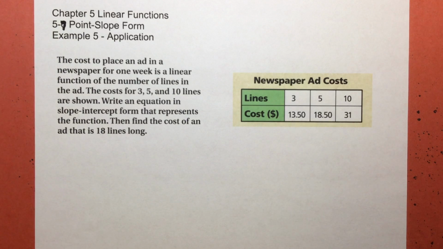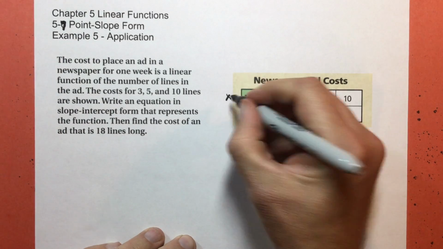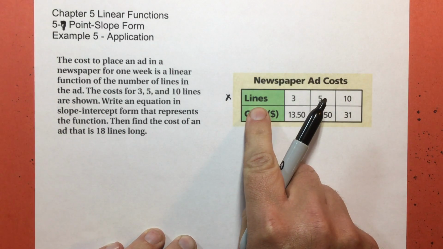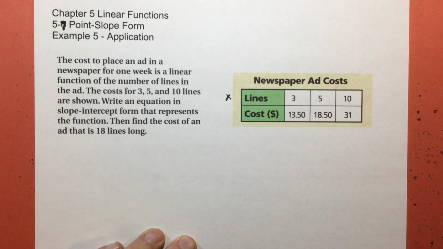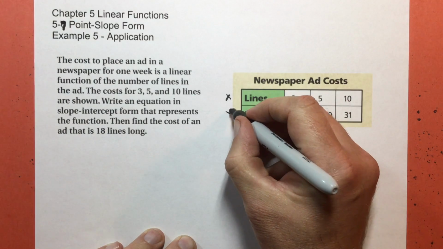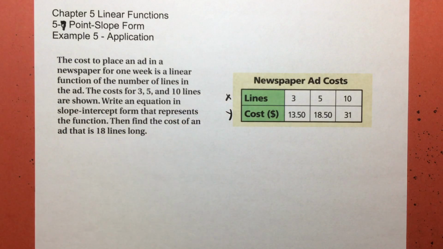So this problem says that the cost to place an ad in a newspaper for 1 week is a linear function. So it's telling you straight up it's a linear function. And the independent variable, which is going to represent the x, would be the number of lines in your newspaper ad. And the dependent variable is going to be the cost.